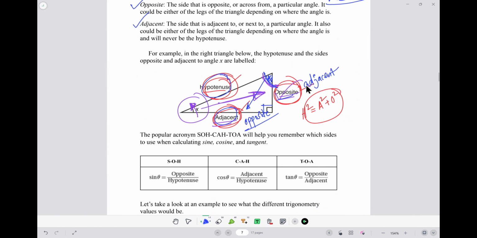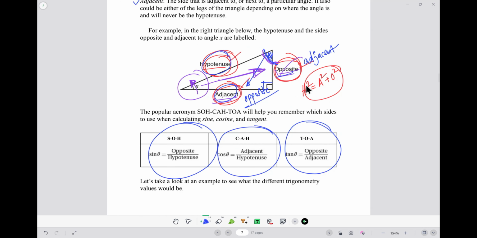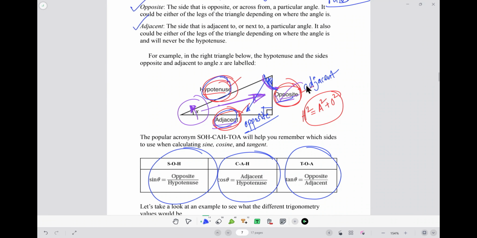And this is what they're basically talking about. So we are going to talk about sine, cosine, and tangent. This is where the real trigonometry enters. So how does real trigonometry look? Real trigonometry looks like some ratio.